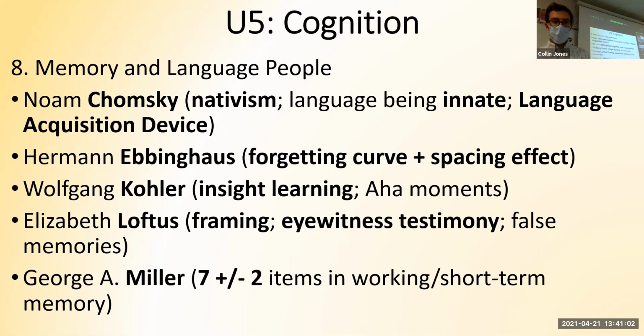We talked about Kohler and the aha moments. Elizabeth Loftus was the research on how the way they asked the question, how fast was the car going when it hit the pole, when it smashed the pole. The way we ask the question can actually impact what people remember. So she talked about how eyewitness testimony is not reliable, how people can have what's called false memories. They remember things that didn't actually happen.